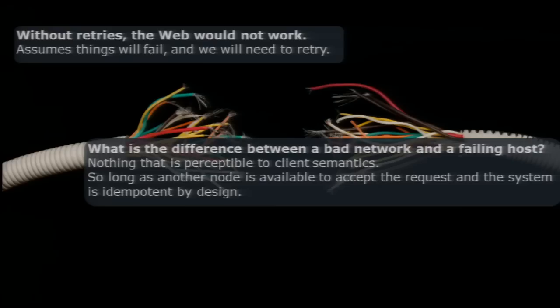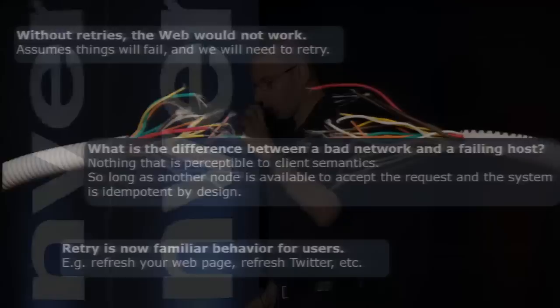And interestingly enough, this retry concept is now kind of baked into the way our users operate systems. People are really used to refreshing the web page to get the latest scores. They will almost obsessively refresh Twitter to see the latest update. There's this sort of compulsion to it.